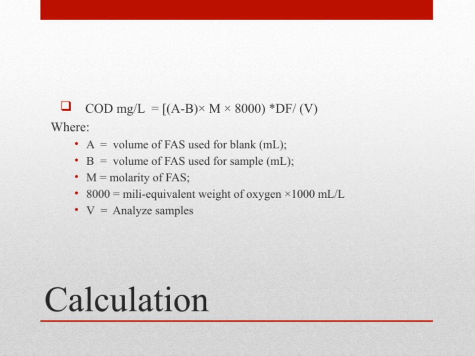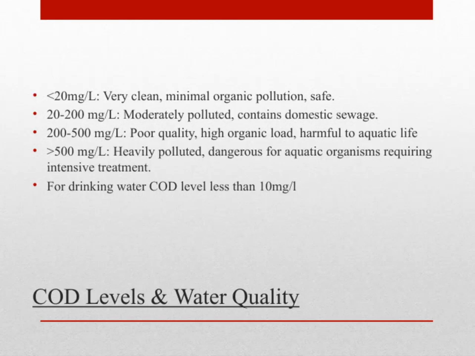Let's take a closer look at what COD levels tell us about water quality. When the COD is less than 20 milligrams per liter, it indicates the water is very clean, with minimal organic pollution, and it's safe for use. Moving into the 20 to 200 milligram range, the water becomes moderately polluted. Here, you'll often find domestic sewage, which signals some organic matter presence but not necessarily dangerous levels.